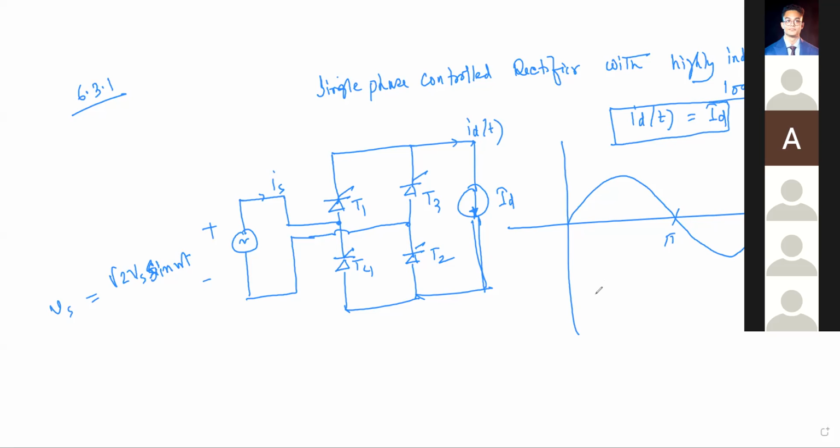Okay, so now let us first draw the output current. This is your IDC, I want to plot the output current. What should be the shape of the output current? I want to plot it.